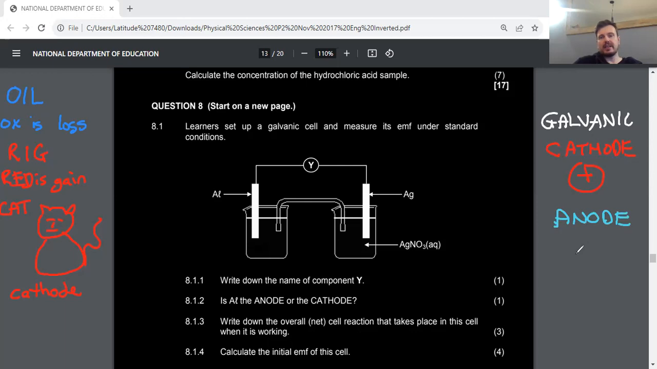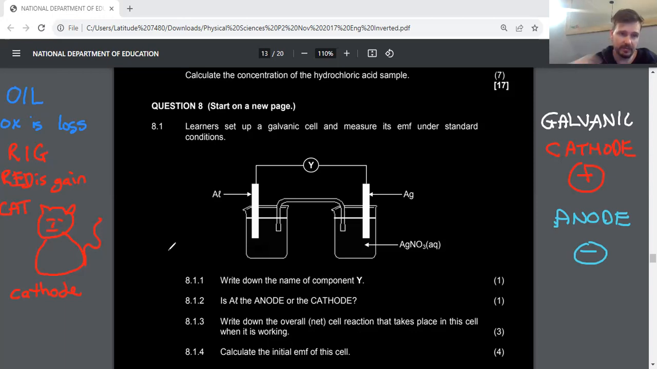Now you must remember that in an electrolytic cell, this is switched. So in an electrolytic cell, it's the opposite. So be very careful. At some point, it's going to get confusing because if you learn that the cathode is always positive and the anode is always negative, you're going to come unstuck when you get to electrolytic cells where it switches around. That was very confusing for me when I was in school.